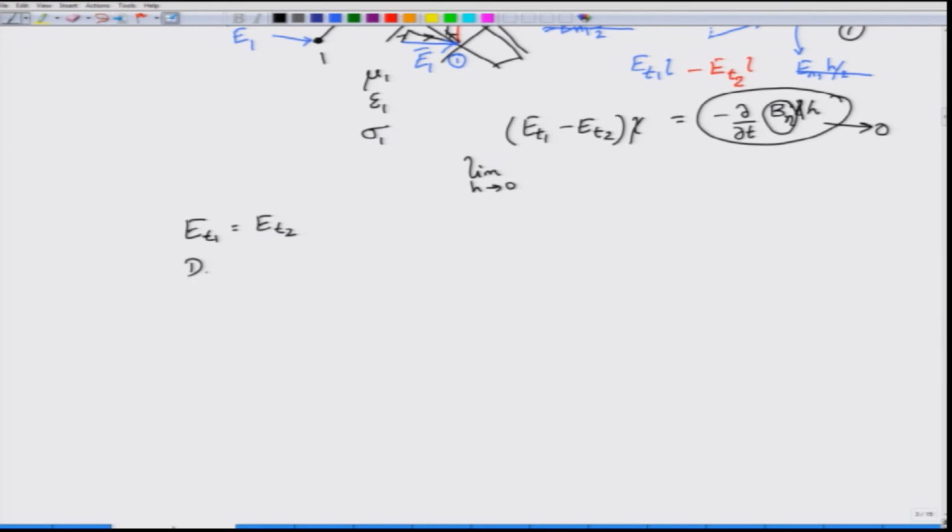Similarly, you can show that the normal component DN1 minus DN2 should be equal to the surface charge density that would exist if at all the medium is dielectric. You similarly have Ht1 minus Ht2 is equal to the surface current density or the sheet current density, and finally you have Bn1 minus Bn2 is equal to 0.